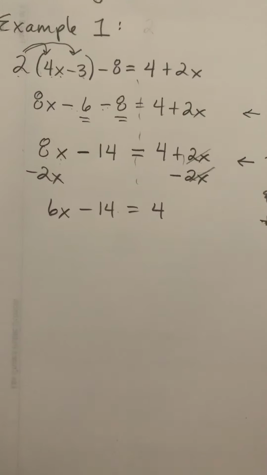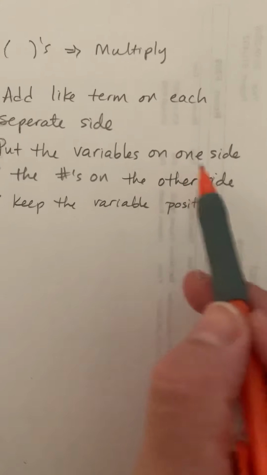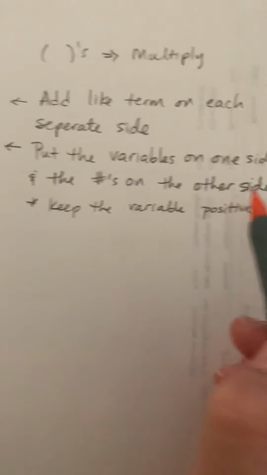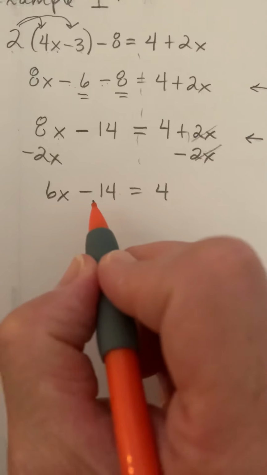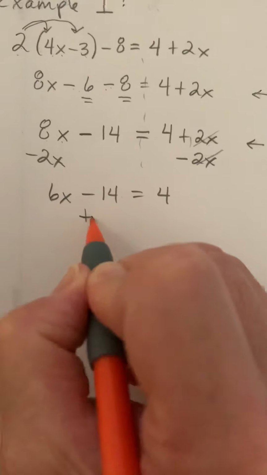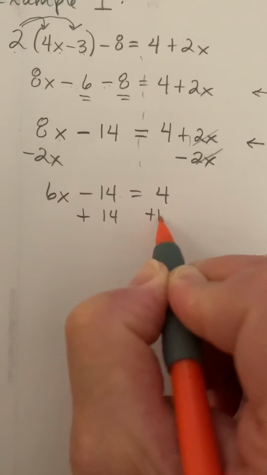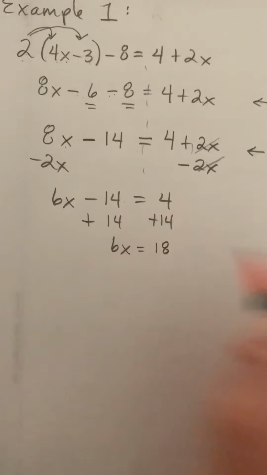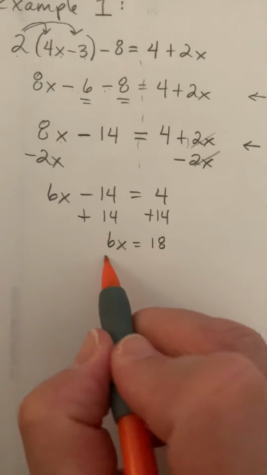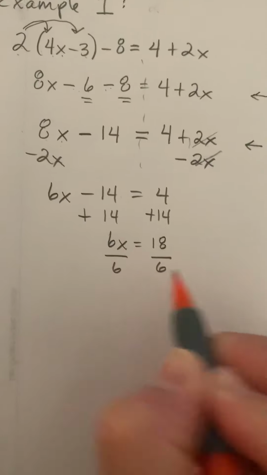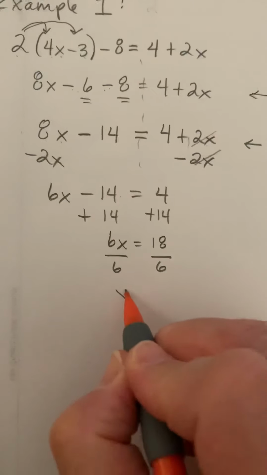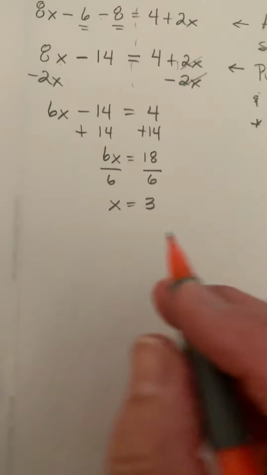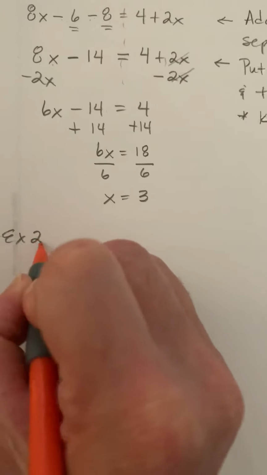So we already moved the variable to one side. Now we have to move the number to the other side. So here we're going to use our opposite operation, which is a positive 14. And then we're left with 6x equals 18. And then go ahead and do the opposite operation, and x is equal to 3. Good job.